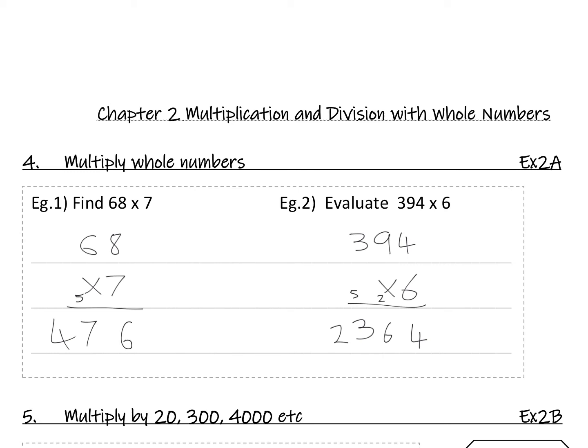Multiplying by 20, 300, 4,000, etc. Basically multiplying by a number that has one digit and then a number of zeros afterwards. Pause the video and maybe write down how you would multiply by these numbers.